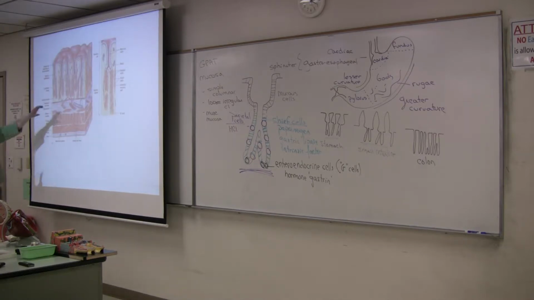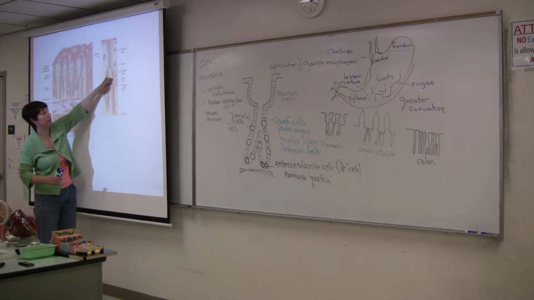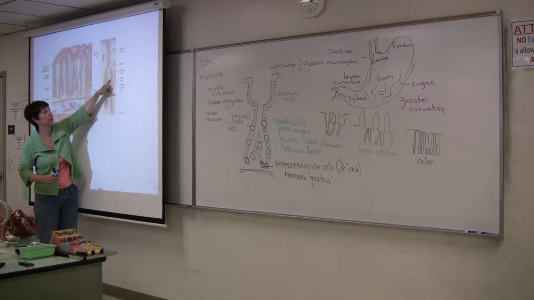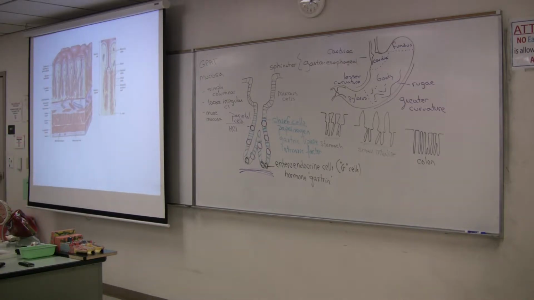So this is probably more accurate. So the mucus cells go to here and then scattered throughout here are the chief cells, and these little orange ones are the parietal cells and the yellow ones are the G cells or enteroendocrine cells. Okay. So this would be the mucosa of the stomach.